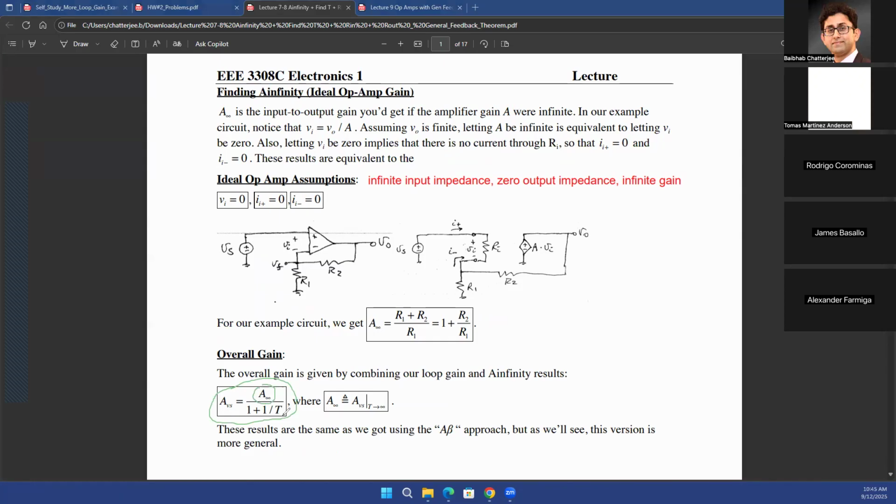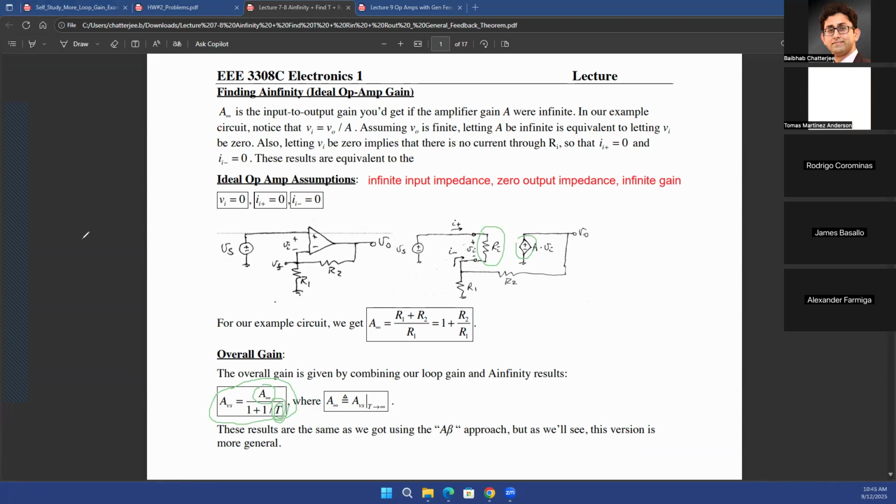Now, A infinity is the gain of the system if the op-amp had been ideal. If the op-amp had an infinite gain or infinite input impedance, that's what we'll have for A infinity. So the numerator is exactly the same as what you learned in 3111. The denominator contains the non-idealities. When you're calculating the loop gain, of course, you'll be considering that the op-amp does not have infinite gain, does not have an infinite input impedance, and would also have a non-zero output impedance. All of that will be part of this T or loop gain.